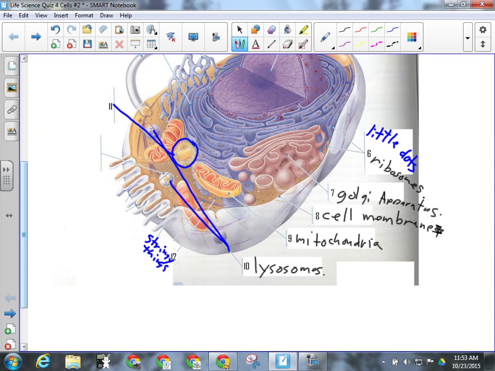Okay, number 11. Number 11 is the centrioles. And they help with cell division. Okay, if they actually wrote like pull DNA to the other side of the cell during cell division, that's helping with cell division, written out much longer.